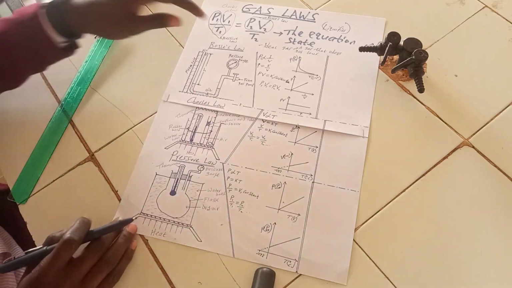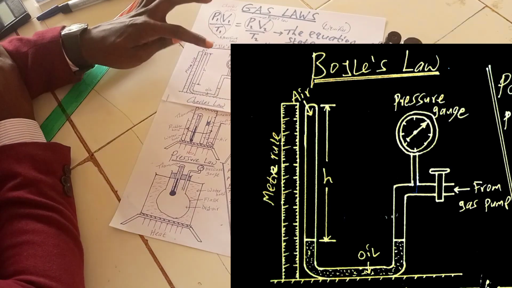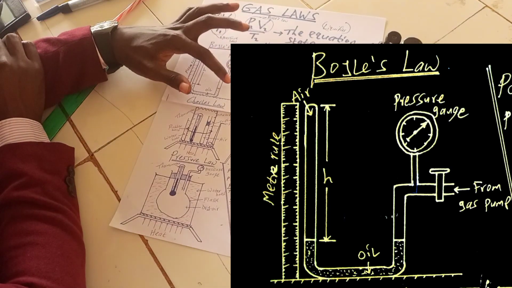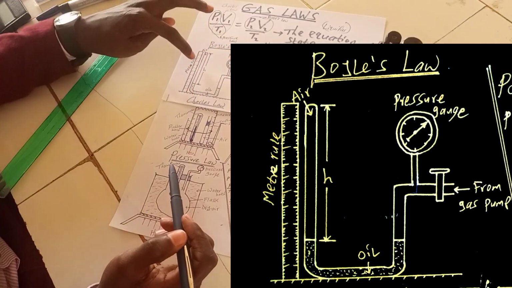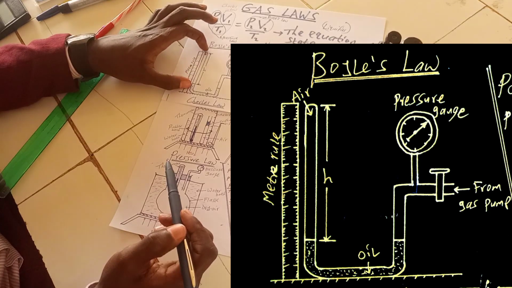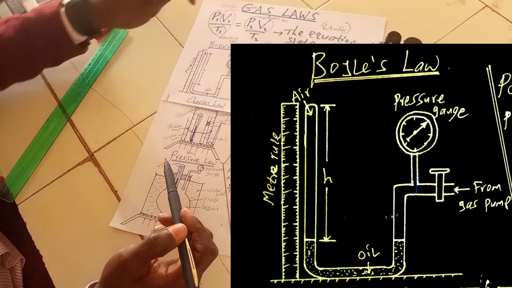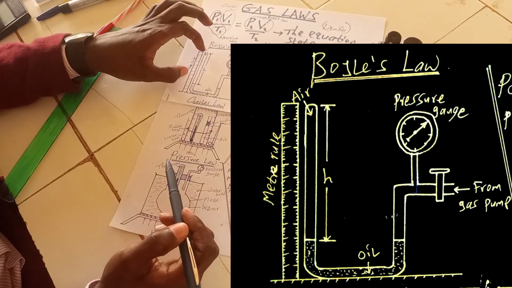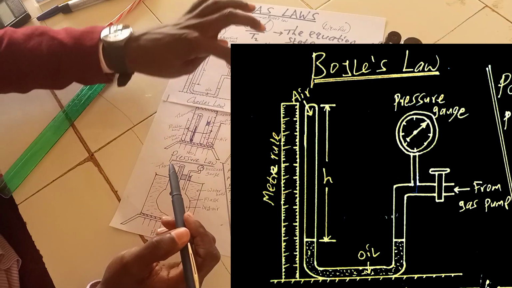So maybe we can look at Boyle's law for this particular setup. First of all, we have the pressure gauge. Then we have gas coming from the tap, meaning this gas is pushing the oil up on this side, but our interest is this air which is trapped here, because in Boyle's law, we are relating pressure and volume. So our interest is the volume of the trapped gas here and also the pressure of the gas.